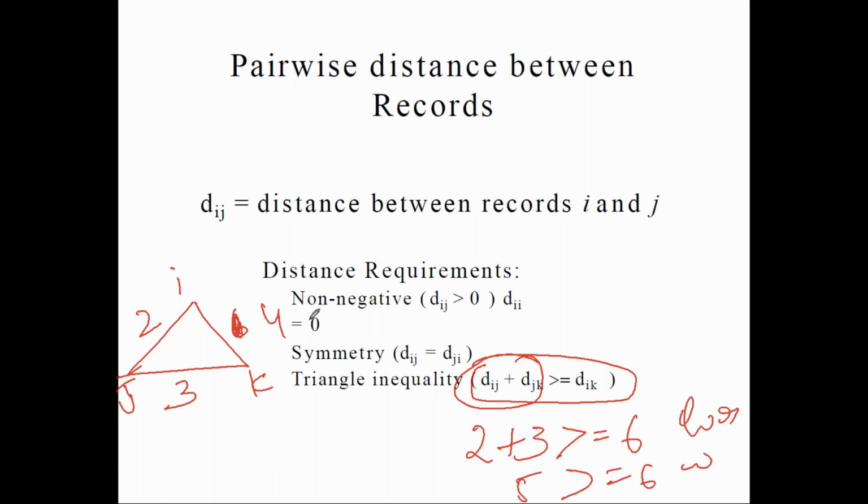So if I write it like this, now it is correct, because 5 is greater than or equal to 4. That is correct.